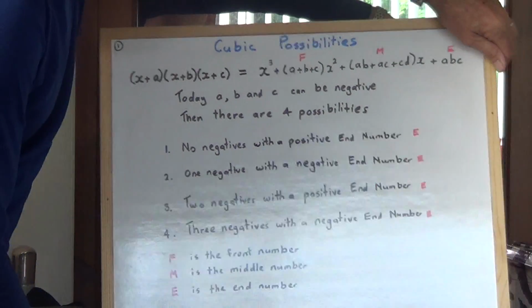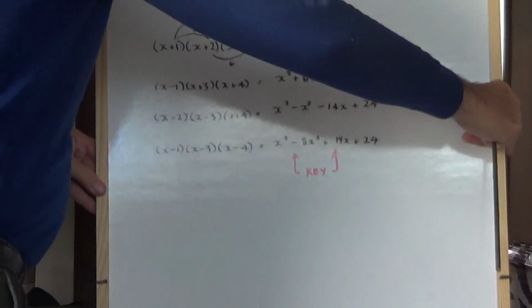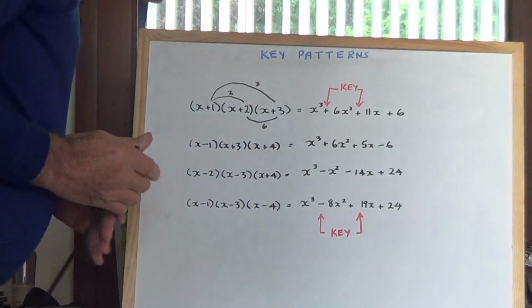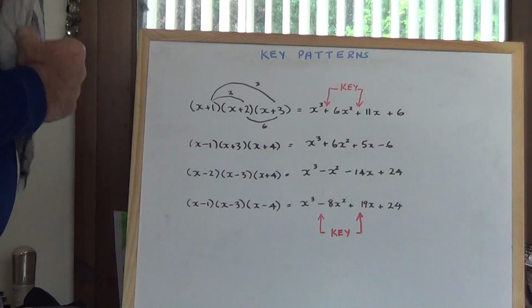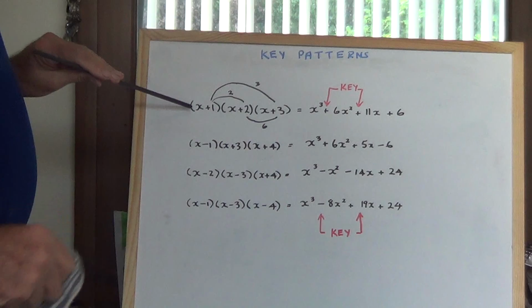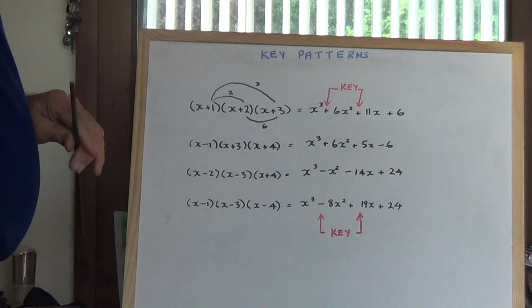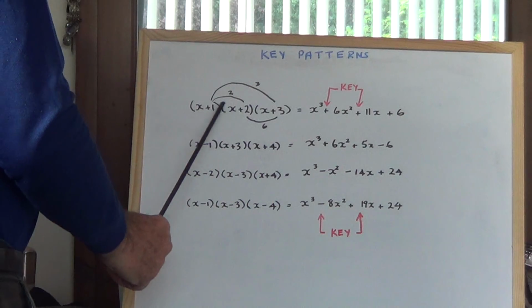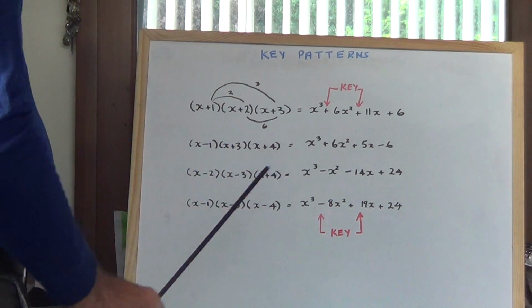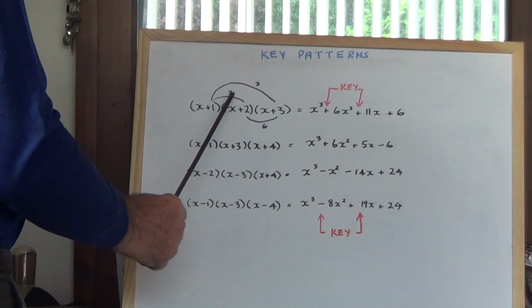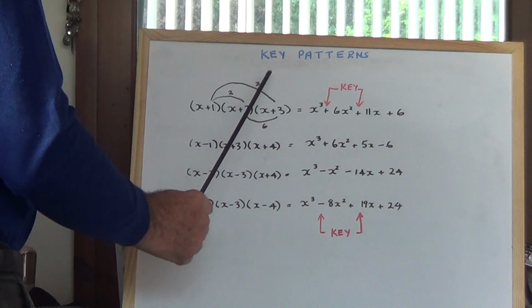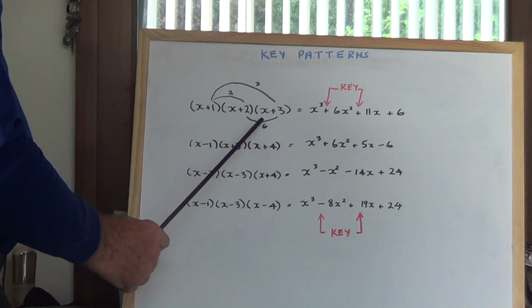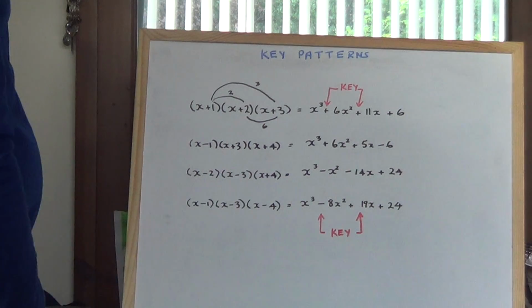Right. Now let's look at the key patterns. Just line that up. I've done an example here. We've expanded x plus 1, x plus 2, x plus 3. If we add 1, 2 and 3 we'll get 6. If we multiply 1, 2 and 3 we'll get 6. And 1 times 2 is 2, 1 times 3 is 3, and 2 times 3 is 6. Those are the combinations of 2. When we add the combinations of 2 we'll get a total of 11.